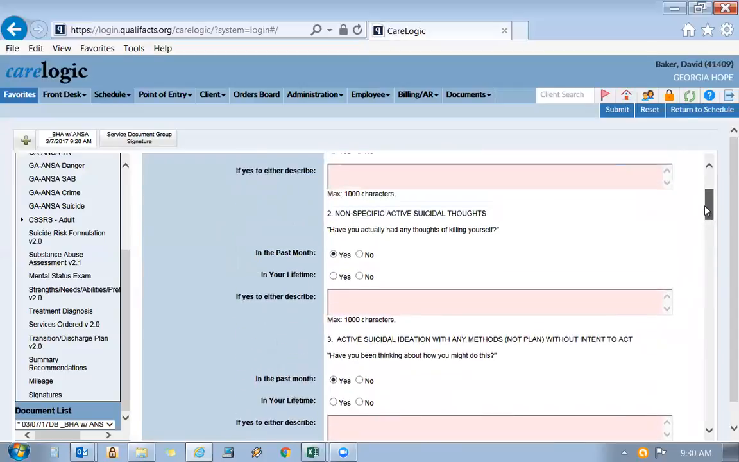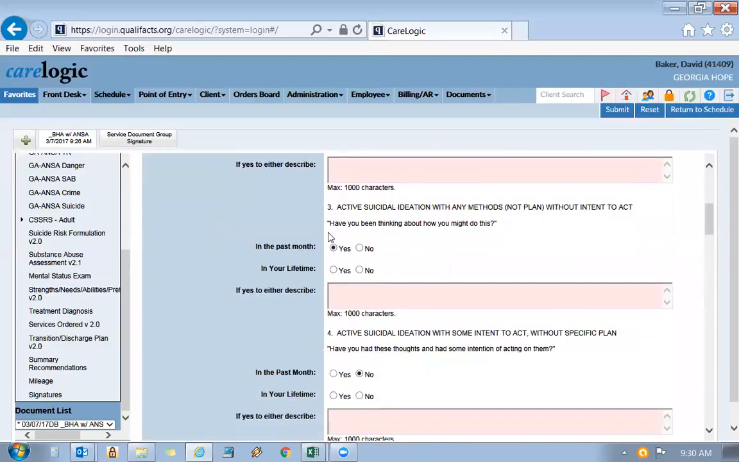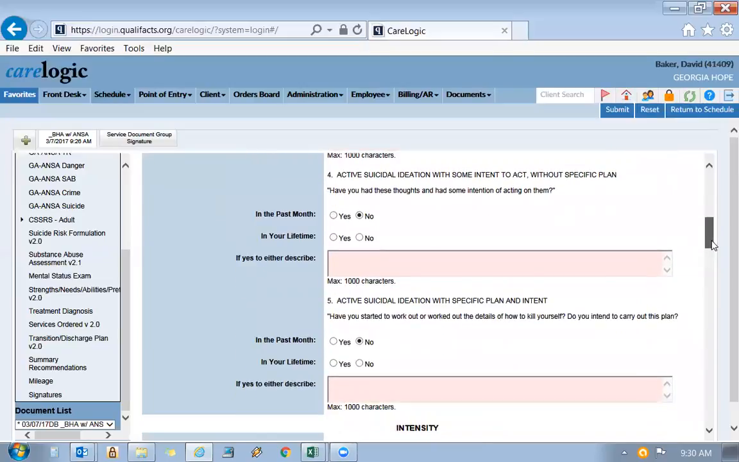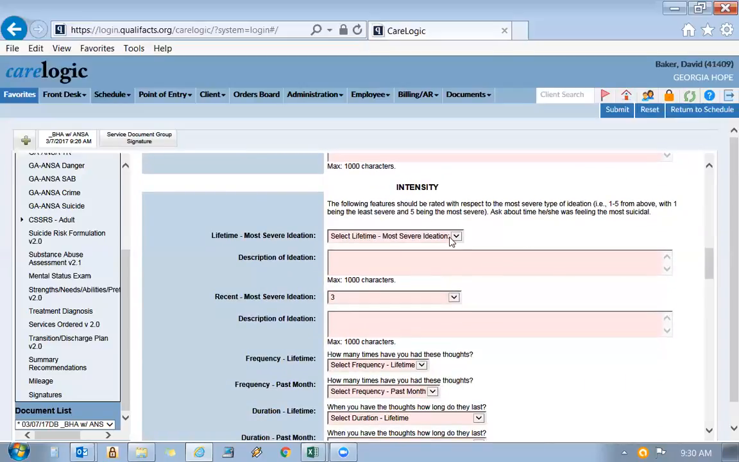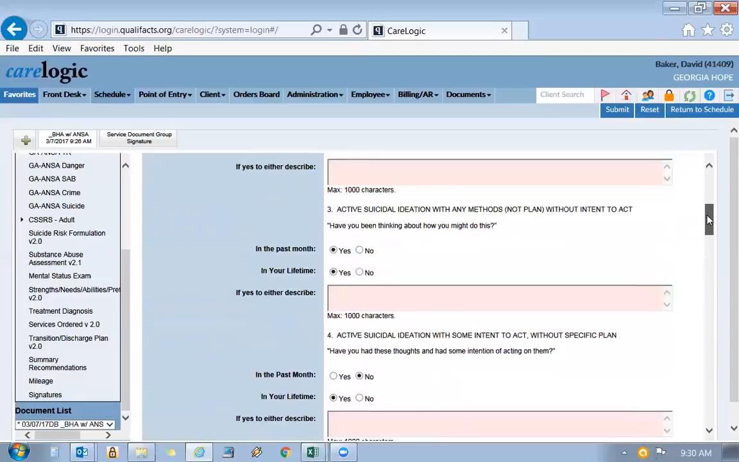Now, if for lifetime you answered yes to all 5 questions under ideation, then down here for lifetime you would answer 5, because 5 is the highest numbered question that you answered yes to up above. So let me give you another scenario.